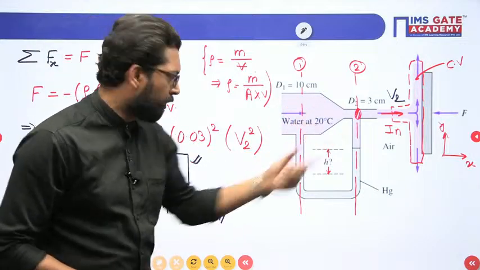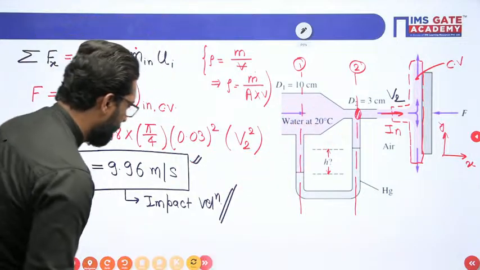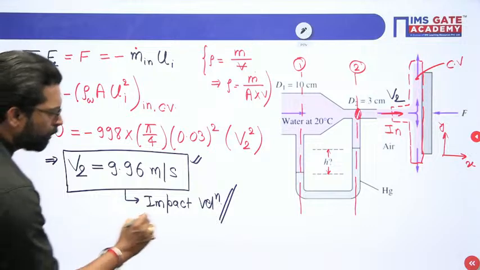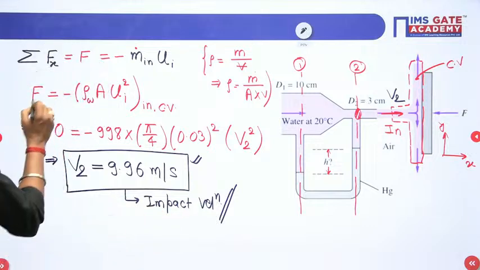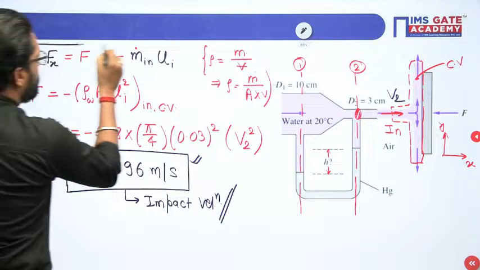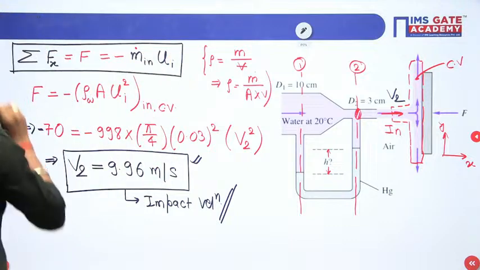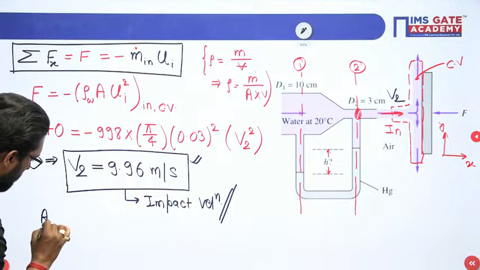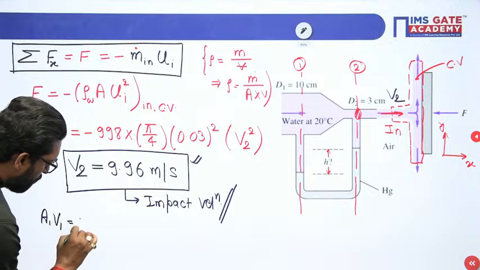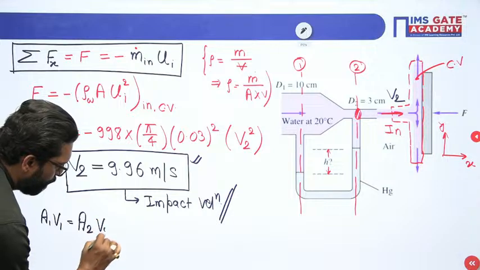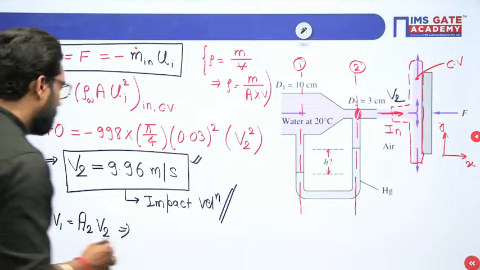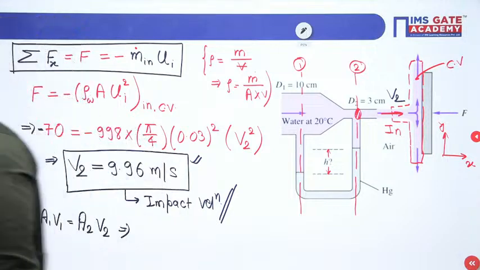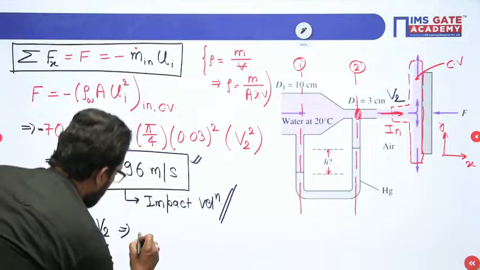Apply the continuity equation. What is that? A1 V1. So this is your dynamics momentum equation. This is your momentum equation. Now continuity equation. What is the continuity equation? A1 V1 is equal to A2 V2. Put all this value. A1 you have. So from here you can easily find V2.